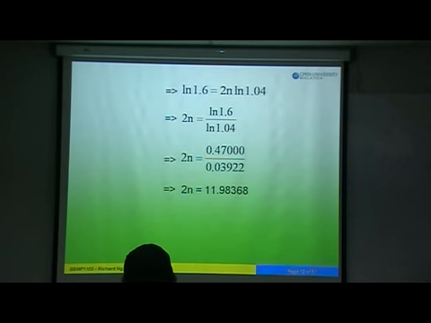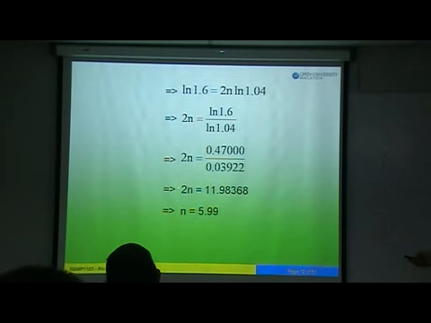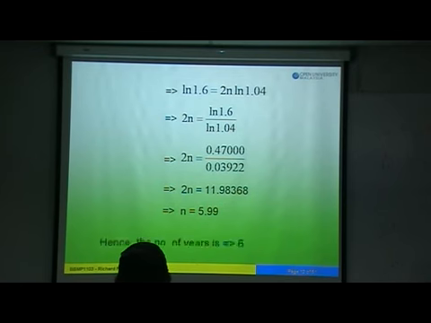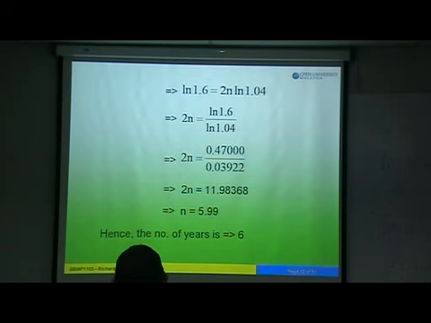Okay, so next step is what? The 2n you copy, then take this one divided by this one. You should get 11.98368. Then from here, you divide by 2 to find n. So this divided by 2, you get 5.99. So n is the number of years. That means we get 5.99 years, which is approximately 6 years. So the number of years required is 6.